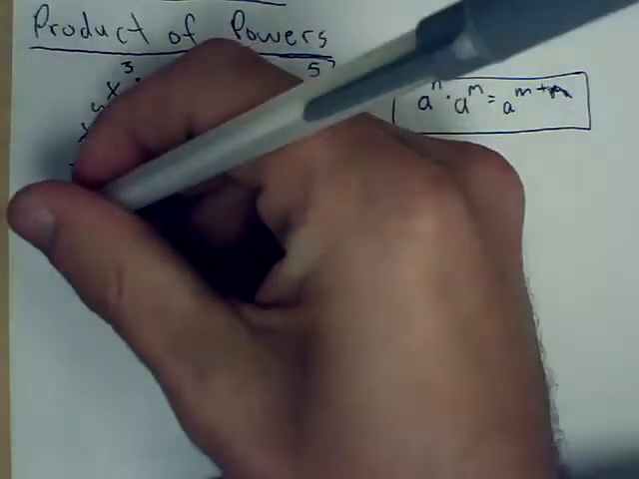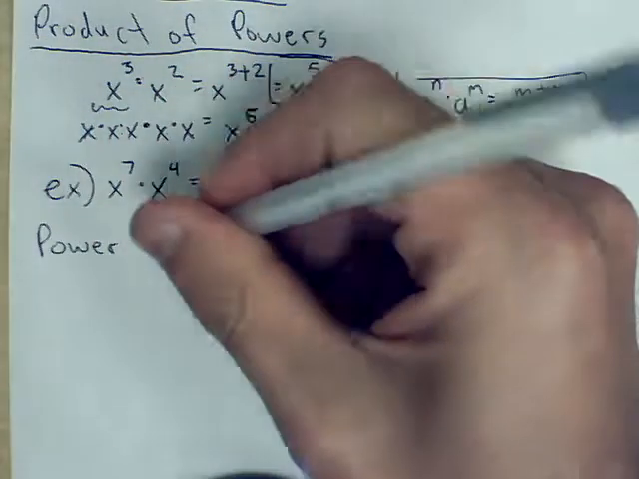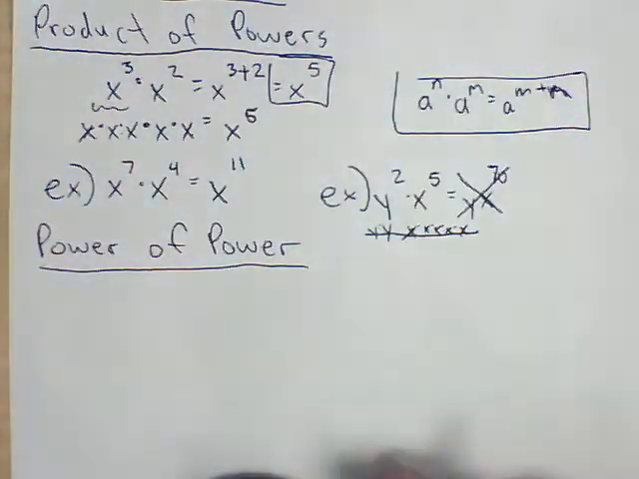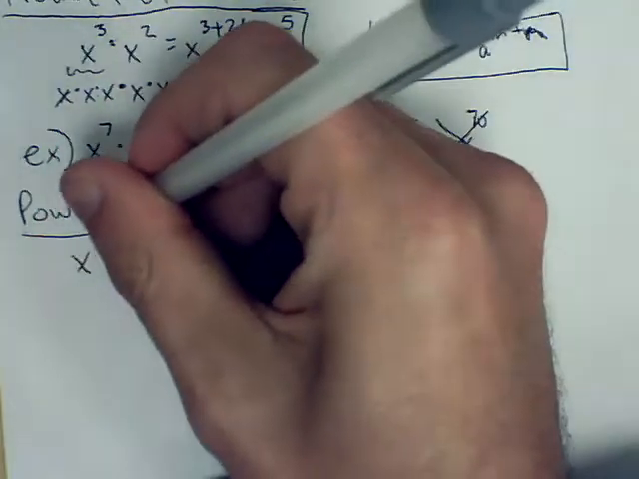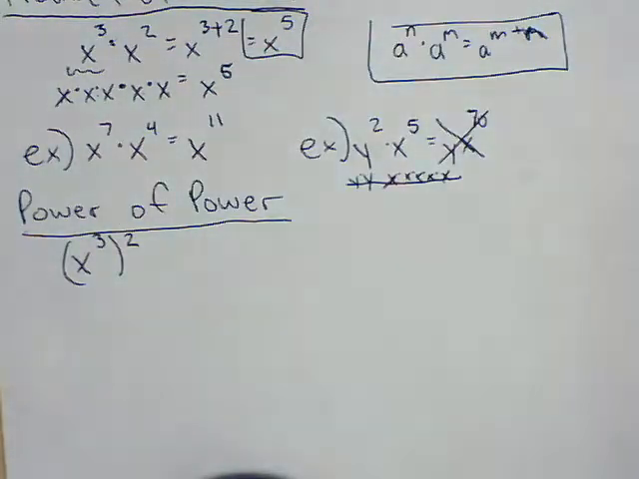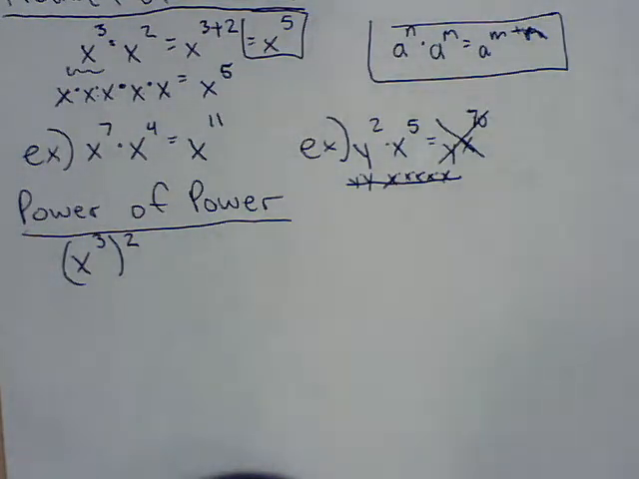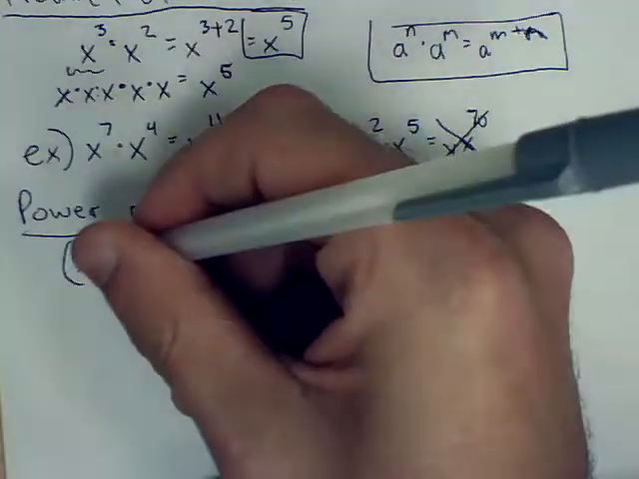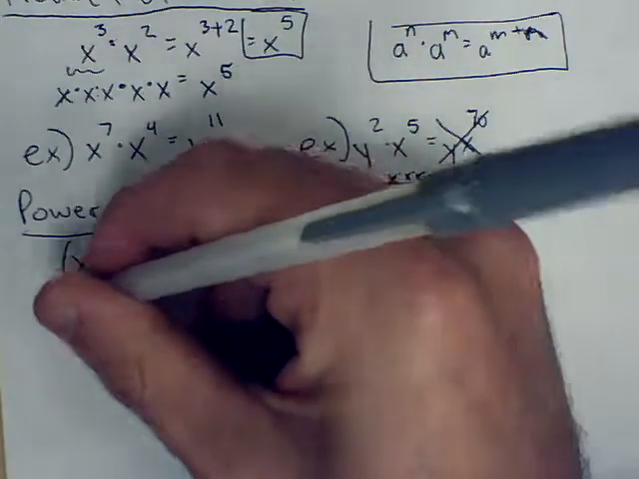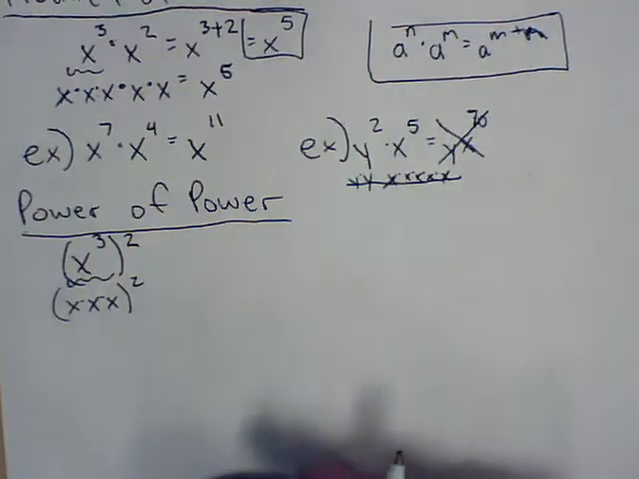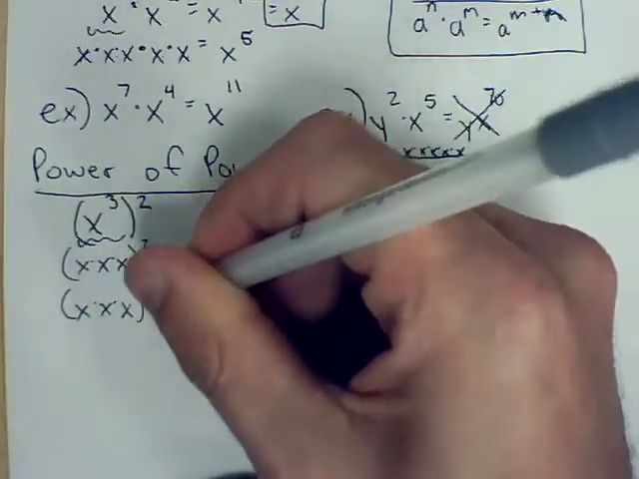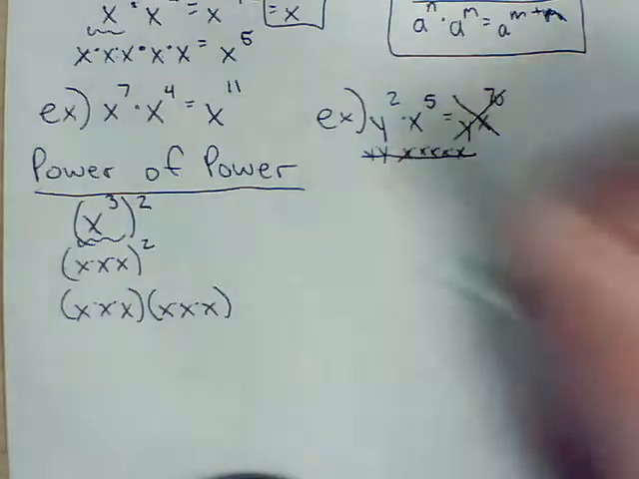Our next one is what we call the power of a power. When we have x to the 3rd power, a power, and now we're going to raise it to a power. Well, think about fundamentally what this means by the definition of an exponent. X to the 3rd power means x times x times x. Squared means we're going to say times itself, so what we're going to have is x times x times x times x times x times x.